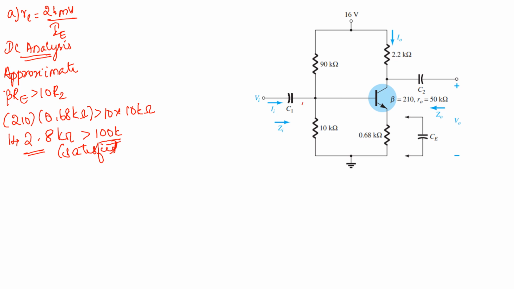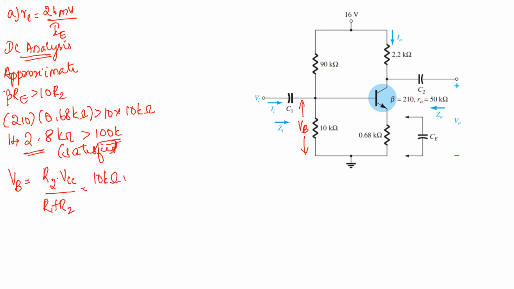For finding IE, first you will find the value for VB. So apply the voltage division rule. What will be your VB? R2 into VCC divided by R1 plus R2. What is your R2?